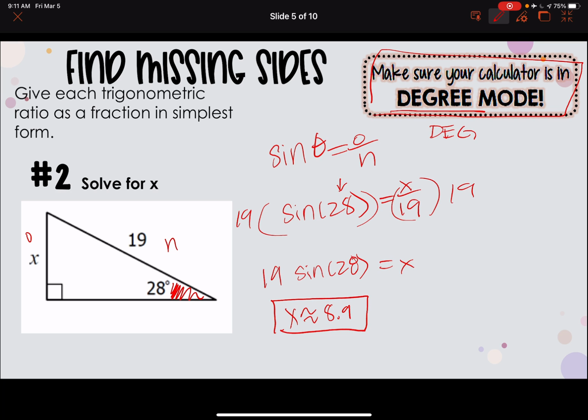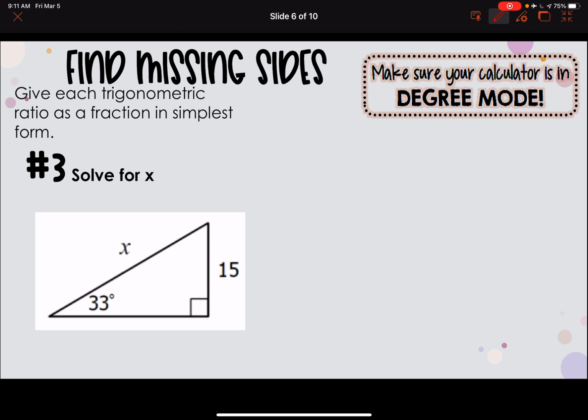All right? So, make sure it's in degree mode. If it's in radians mode, which is what your calculator is typically in, you will not get 8.9. So make sure it's not in rad, but it's in degree mode. We'll talk about radians in a couple of chapters. All right, so let's do number 3.